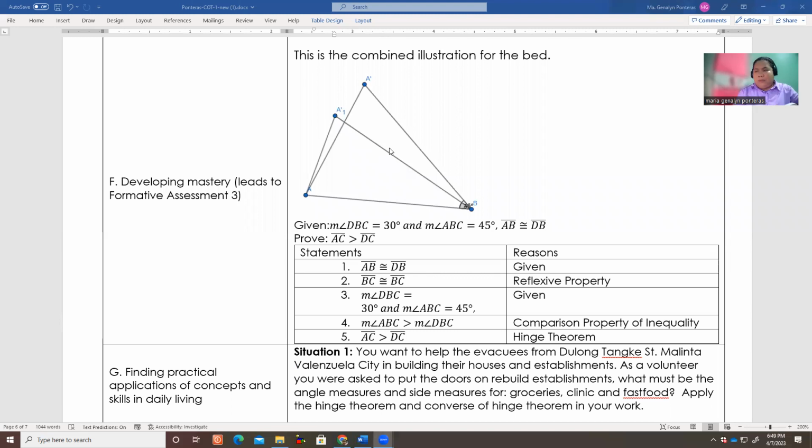Meaning to say, if this is the bed of the patient, this one is congruent by reflexive property. This one is also congruent, because it is the same bed of the patient. What is not congruent is the opposite side, the third side. So given the triangle, the measure of angle DBC is 30 degrees, and the measure of angle ABC is 45. We can see that AB is congruent to DB.